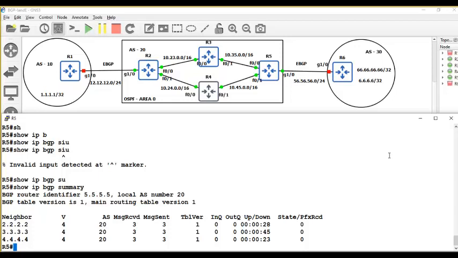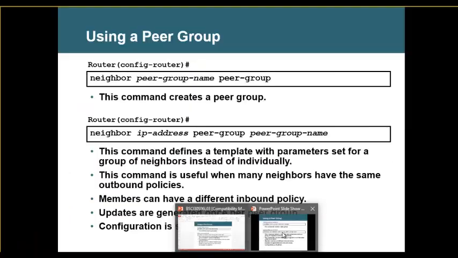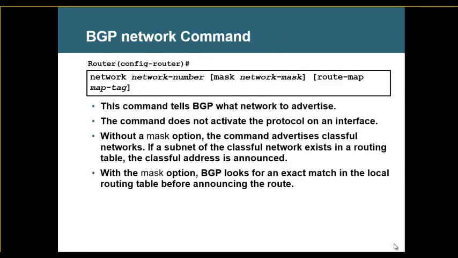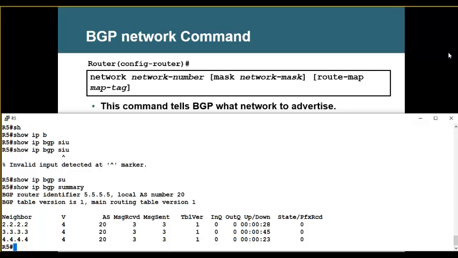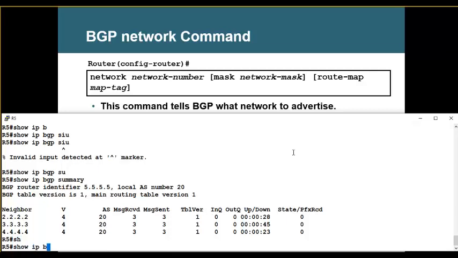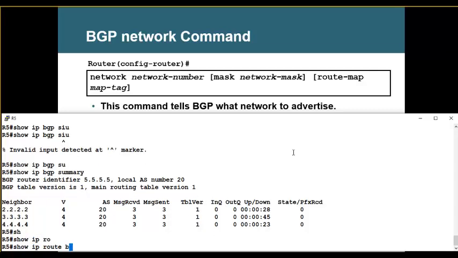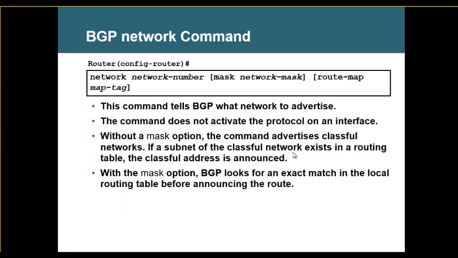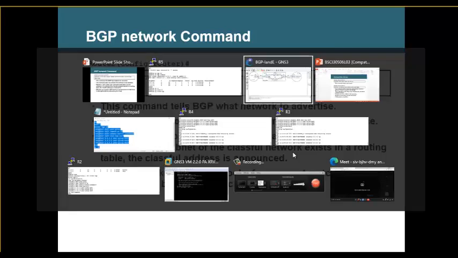Any other question? Other than full mesh? Okay. Fine, let us go to the next topic. Next topic is not a big deal, it's easy. Advertising. We have now not advertised any network. See, show ip route bgp, nothing. But we got only neighbors. You understand, a neighbor is different from learning a network.